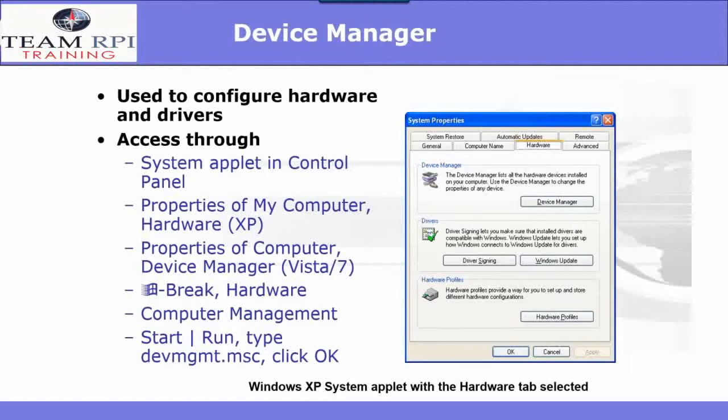And depending on whether you're running Windows XP or Windows Vista and 7, you'll go to the properties of My Computer and then Hardware, or for Windows Vista and 7, the properties of Computer and then Device Manager. Navigate to Computer Management, or you can simply enter Start, then Run, and then type devmgmt.msc and then click OK. It all gets you to the same place, the Device Manager.